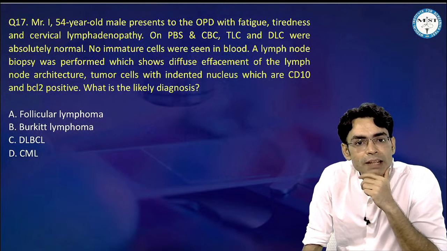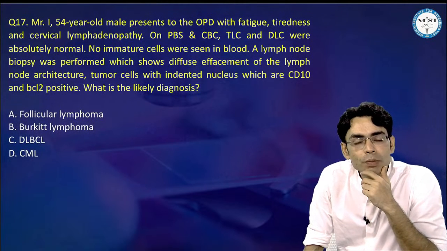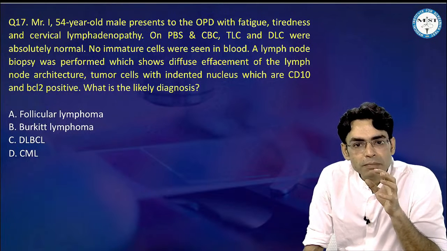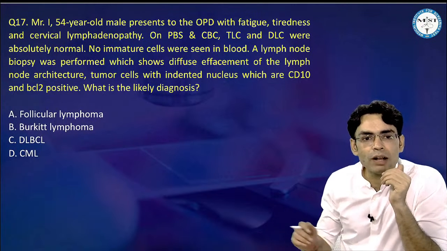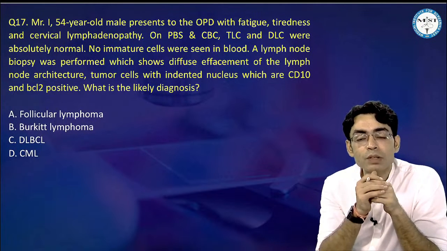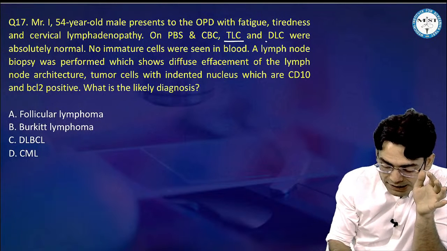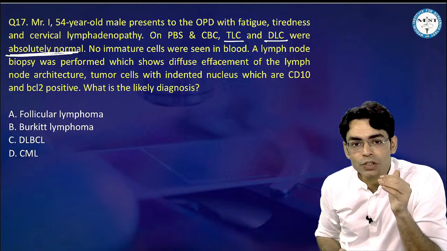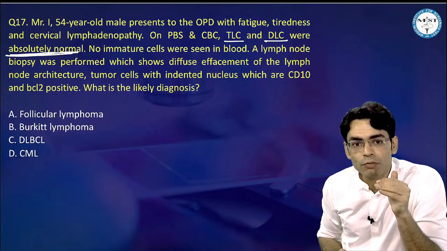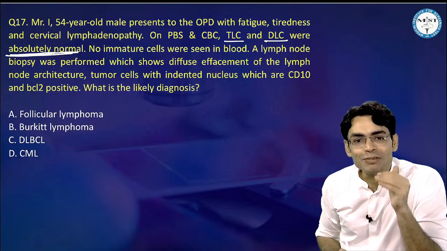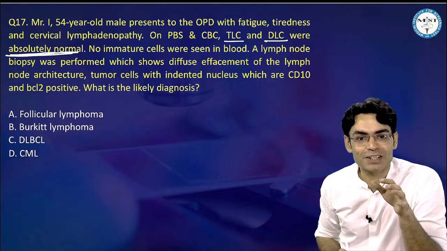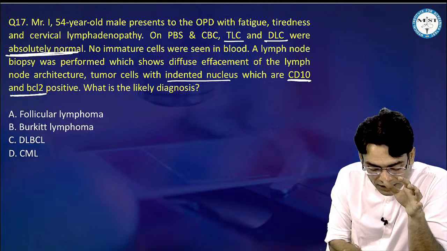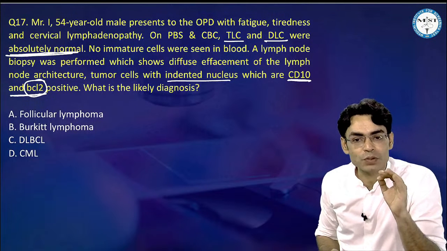Mr. I, 54-year-old man, presents to the OPD with fatigue, tiredness, and cervical lymphadenopathy. On peripheral blood smear and complete blood count, TLC and DLC were absolutely normal. No immature cells were seen in the blood. A lymph node biopsy was performed, which shows diffuse effacement of the lymph node architecture. Tumor cells with indented nucleus, CD10 positive, BCL2 positive. What is the most likely diagnosis?